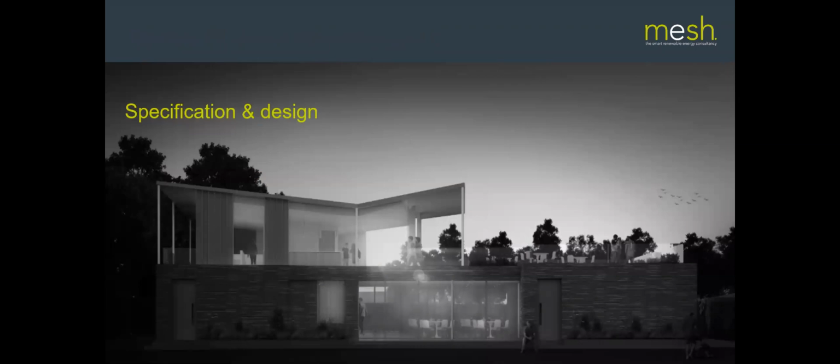So now we've had a very quick, brief overview. Let's have a little look at some of the more detailed bits that go into an MVHR specification and design. And this is really where the mechanical services element and the architectural element really overlap, because there is no point in designing a beautiful looking building and then trying to shoehorn an MVHR system into it afterwards, because it simply doesn't work.